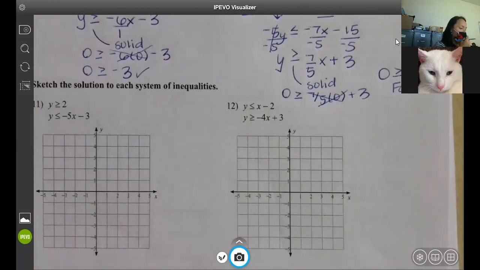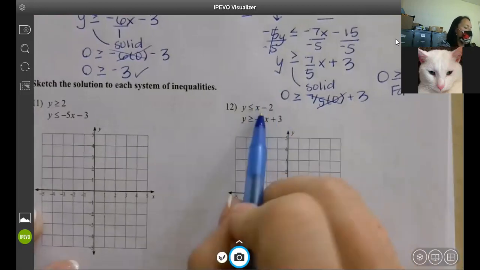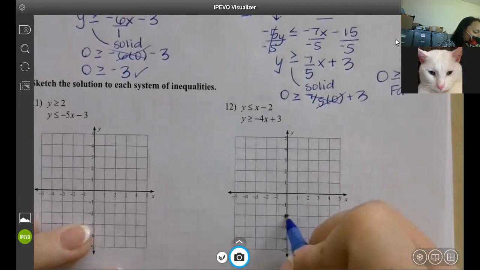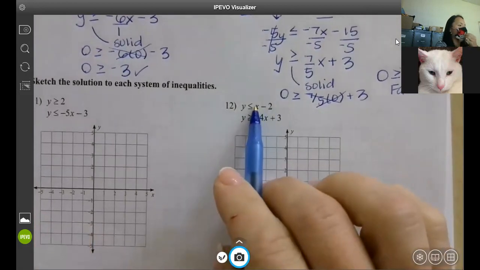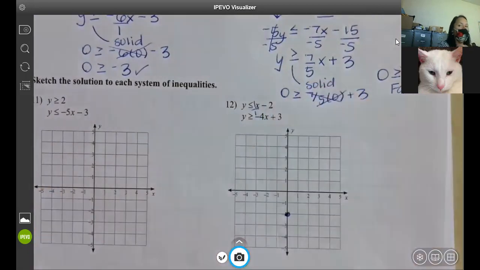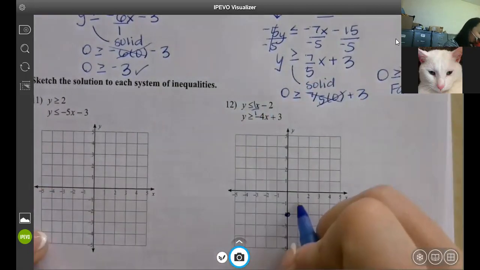So again, I'm going to start with number 12. All right. So the first one is y is less than or equal to x minus 2. So just like yesterday, we started at -2. Our slope, the number in front of x, is 1. To make it rise over run, we put a 1 underneath it. So we rise 1, run 1.